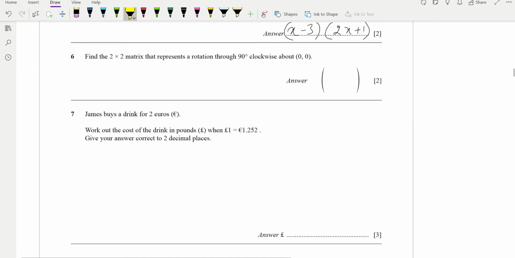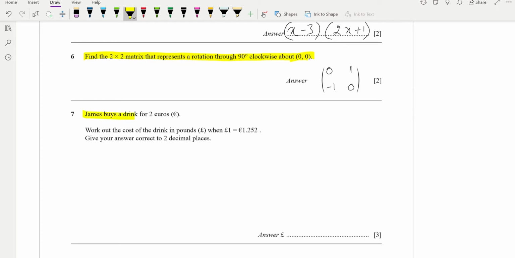Now question number 6, find the 2 by 2 matrix that represents the rotation through 90 degrees clockwise about the origin. So the origin we are showing over here is 0 0, and for the 90-degree clockwise rotation, this location will be minus 1. This will be the matrix required.